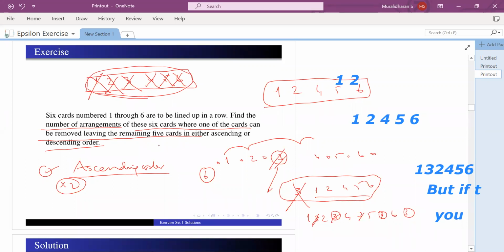Similarly, a thing like 2 and 3 interchanged, that is 1, 3, 2, 4, 5, 6, will be counted twice. This arrangement will result in an ascending order if I either remove 3 or remove 2, both of them. So I can't count them twice, right? I have to count them only once.